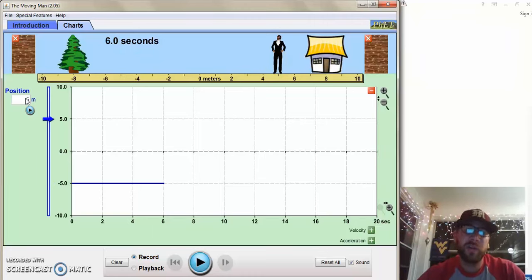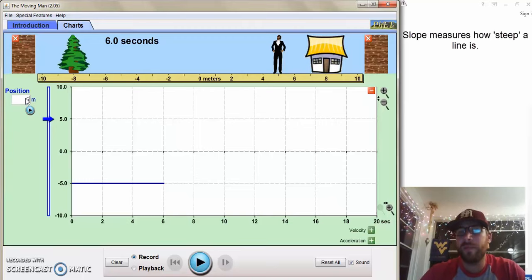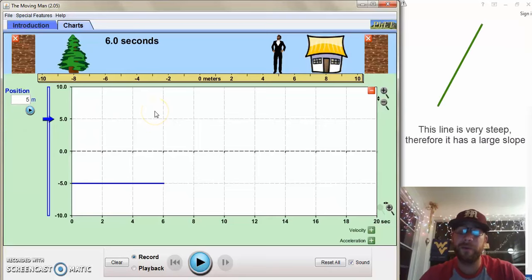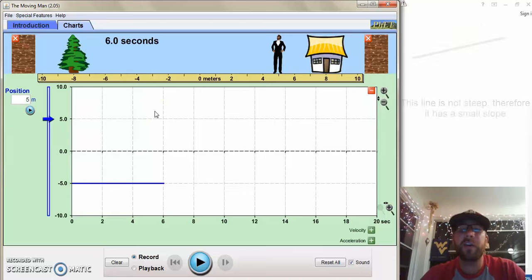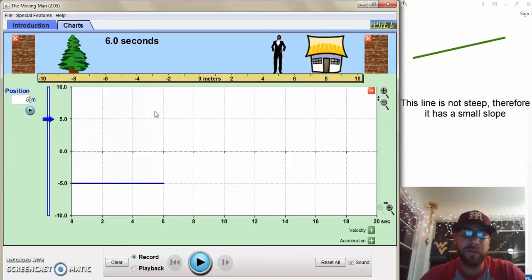Another important value that we're going to discuss is the slope of the graph. Slope in math class and also in physics class is a measurement of how steep a line is. When you're thinking about how steep a line is, think about a hill. If a hill is very steep, it has a large incline, meaning it is very difficult for you to climb it. If a hill is not very steep, then it doesn't have much of an incline and it's pretty easy for you to climb up.